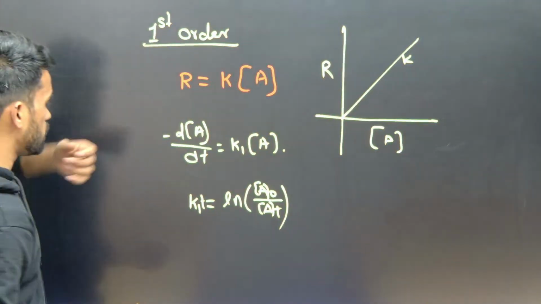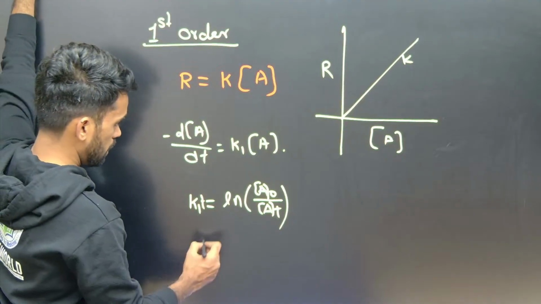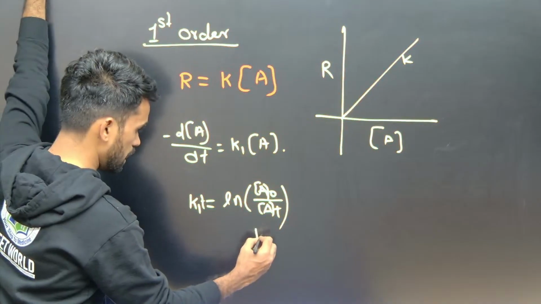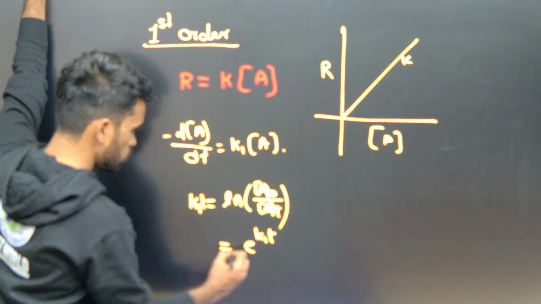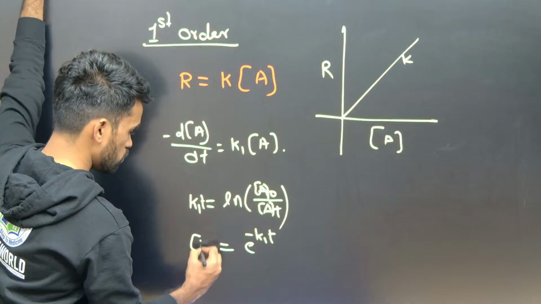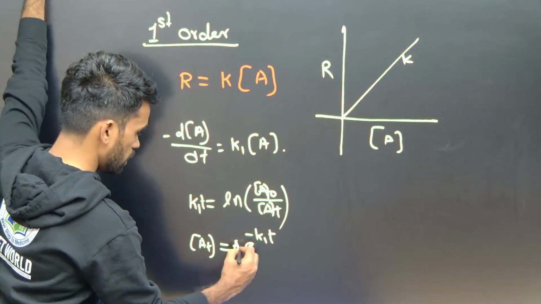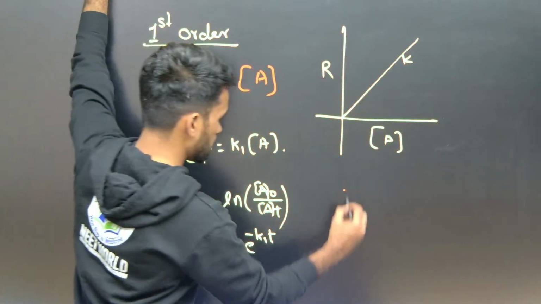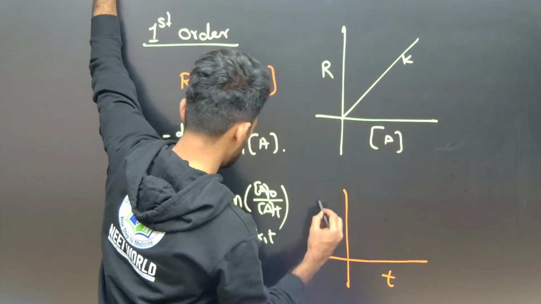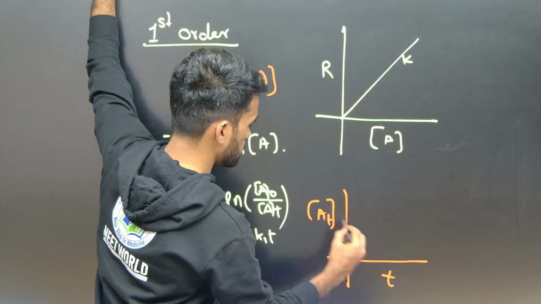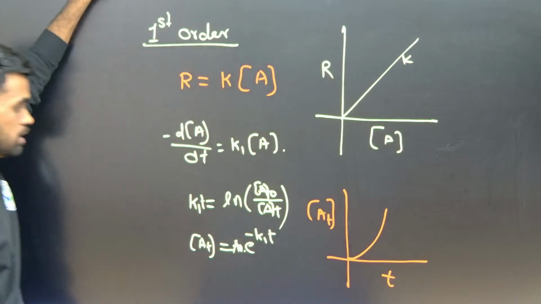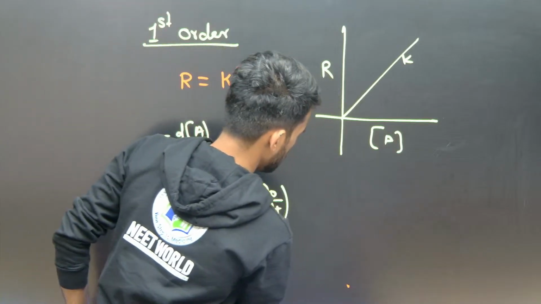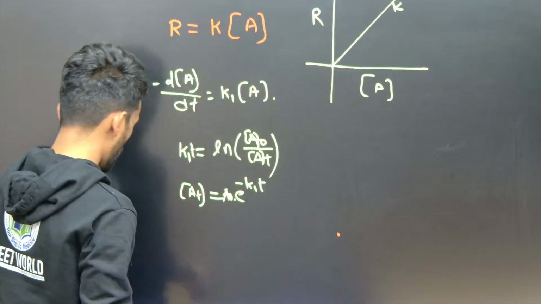Okay, so from this you can write this as e power K1t, which is equal to A naught by A t, that's it. This is one more equation you can make. So here you will get an exponential graph: t versus concentration of A at time t will be an exponential graph. Okay, and the next thing is, this same equation I can write in another format like this.